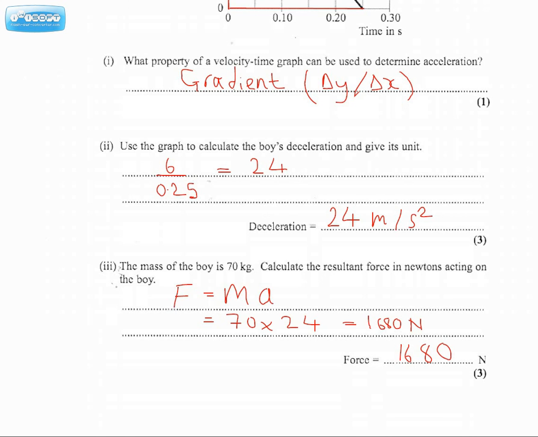Incidentally, had the question said that the forces were balanced on the boy, then the object would obviously not be accelerating. So the fact that there is a deceleration or an acceleration on the object means that there is a net resultant force, meaning that there are unbalanced forces. So we have a net resultant force of 1680 newtons.